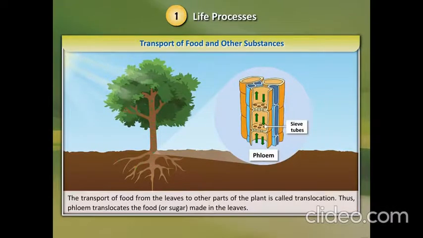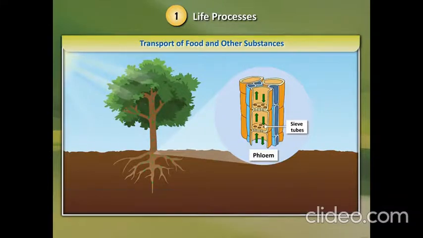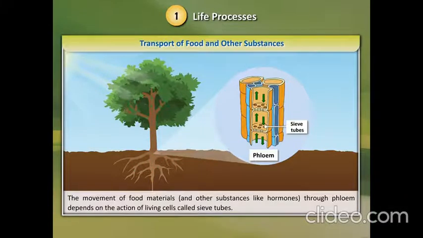The transport of foods from the leaves to other parts of the plant is called translocation. Thus, phloem translocates the food or sugar made in the leaves. The movement of food materials and other substances like hormones through phloem depends on the action of living cells called sieve tubes.